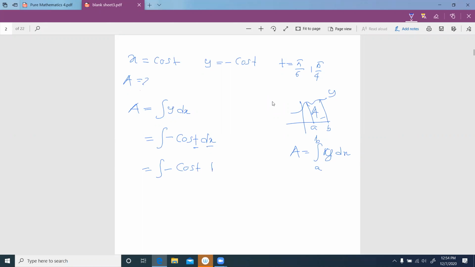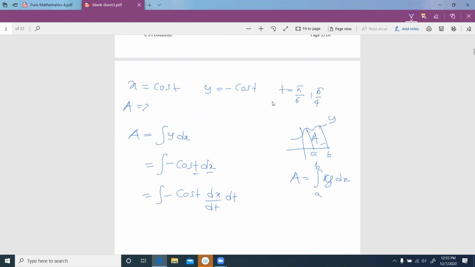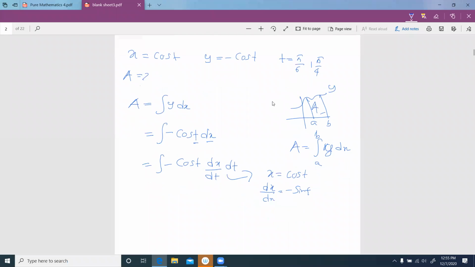We differentiate, and then we get dx over dt into dt. Now the problem is what dx over dt is. Let me work this out here. x equals cos t. What is dx over dt? If you differentiate cos t, what do you get? Minus sin t. Is that clear? Right. Then we can replace it in the function. So you can say integration of minus cos t into minus sin t dt.